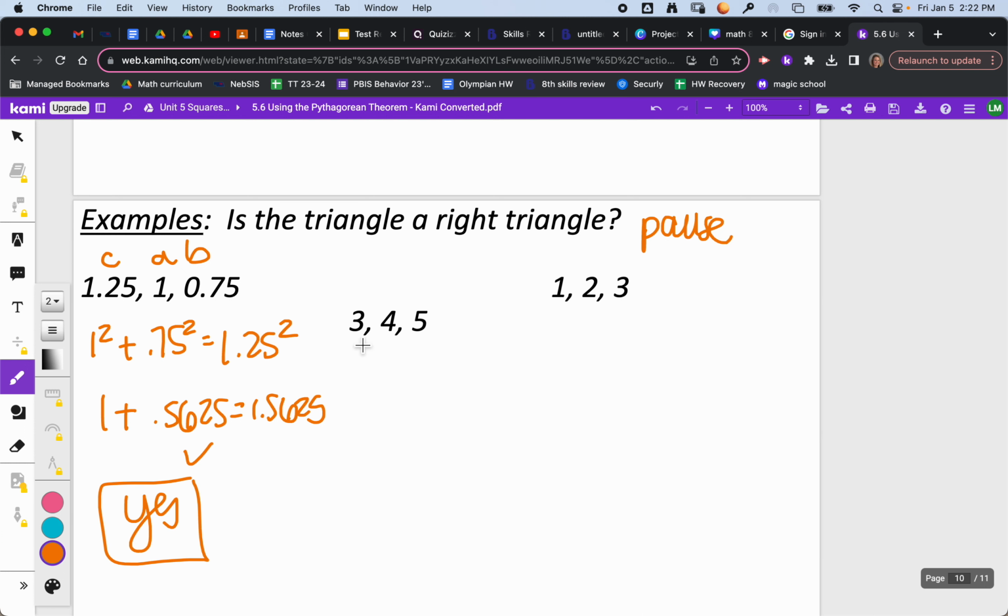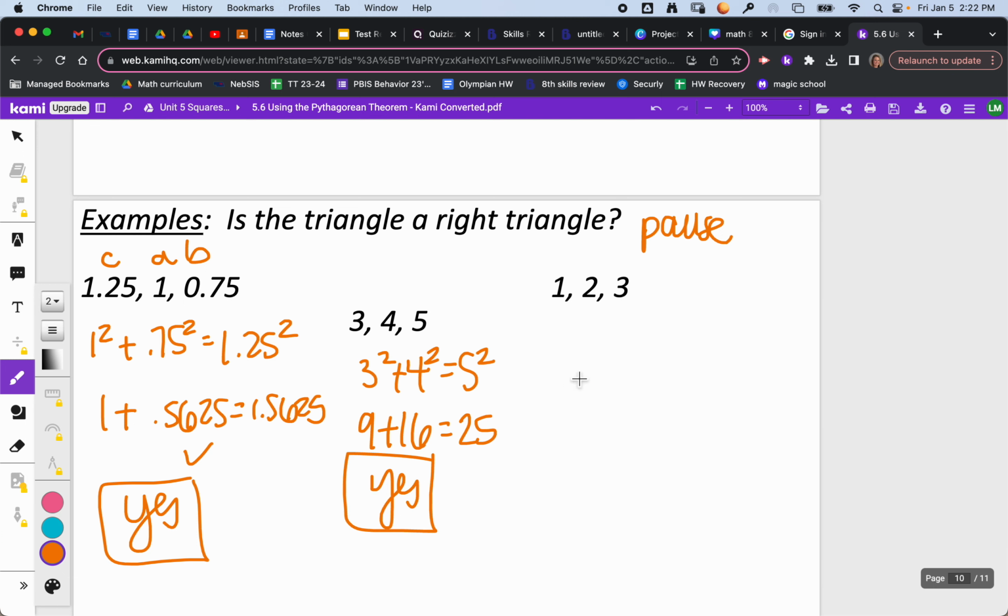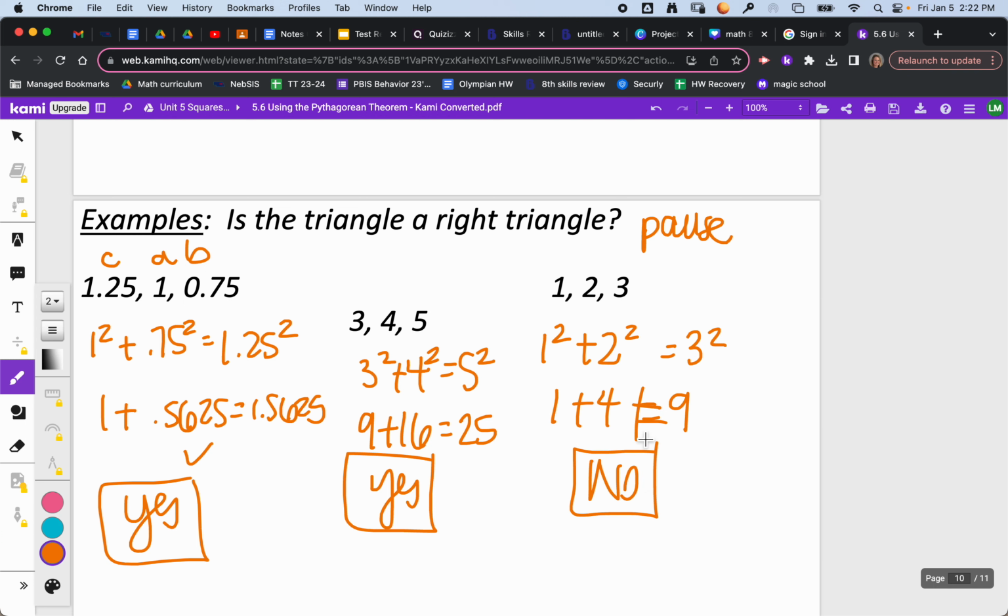3, 4, and 5, you should know that this is a triple of a right triangle. 3 squared plus 4 squared equals 5 squared. This is the most common one. 9 plus 16 does equal 25, so this one would be a yes. And then our last one, 1 squared plus 2 squared equals 3 squared. 1 squared is 1, 2 squared is 4, 3 squared is 9. This does not add up, so we would say no for the final one.